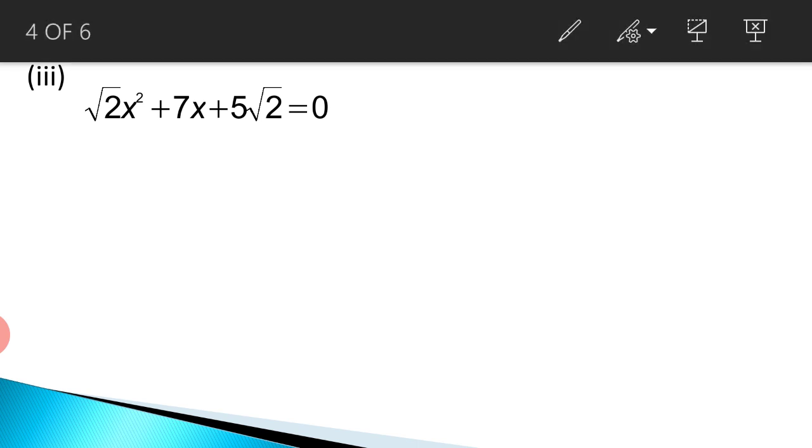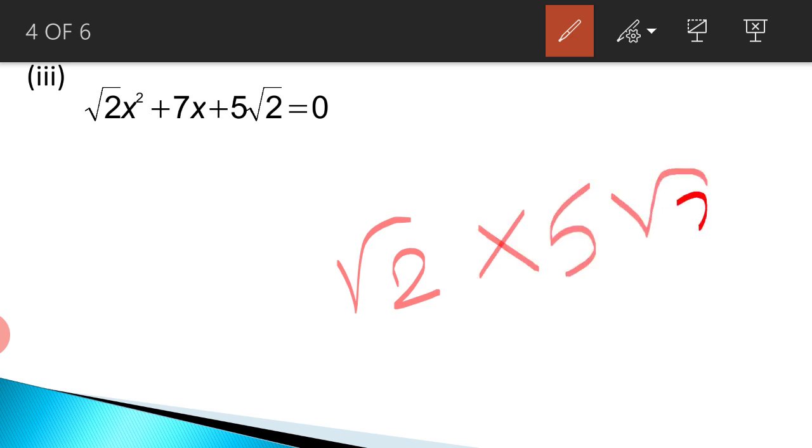Again we observe the coefficient of x square, that is root 2, and then the constant term, which is 5 root 2. What is the product? The product will be root 2 into 5 root 2, so it will be 10. Now it is a positive number, and as it is positive, the factors will be added because both will have the same sign. So now factorize 10 such that you get the coefficient of the middle term as the sum of those factors.